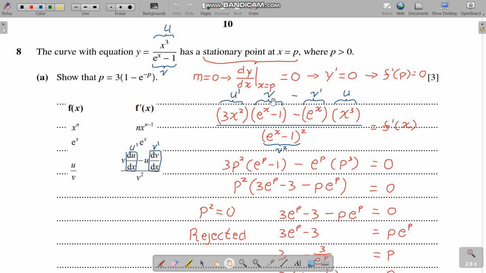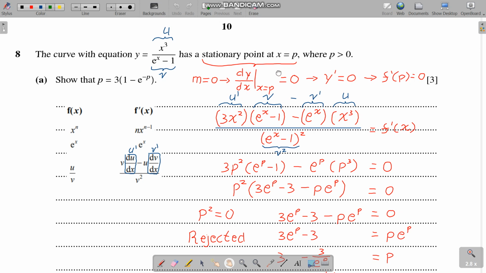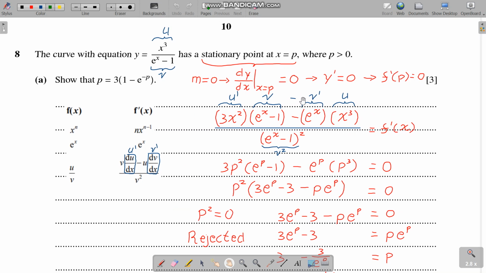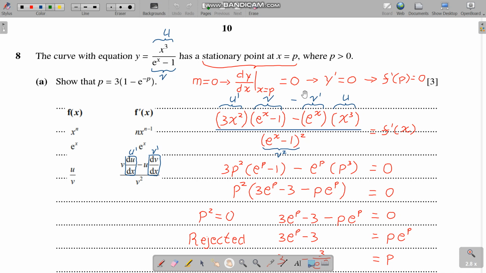The question is about differentiation. The curve with the equation has a stationary point. Stationary point means the tangent gradient is 0, or the dy/dx at that point is 0. So basically y prime equals 0, or f prime of p equals 0. To find f prime, or y prime, or dy/dx, we have to differentiate.